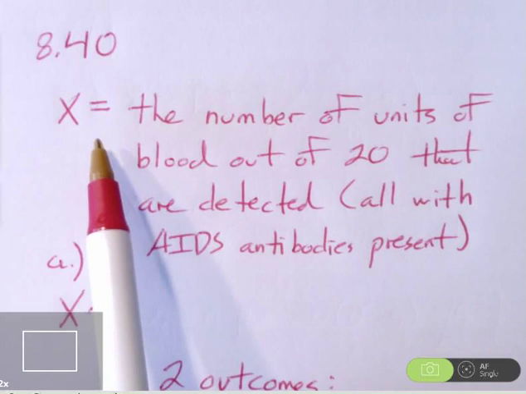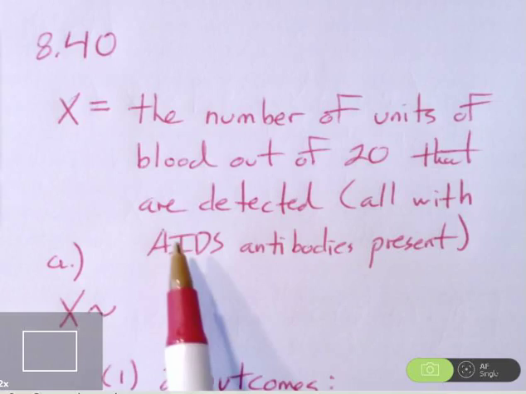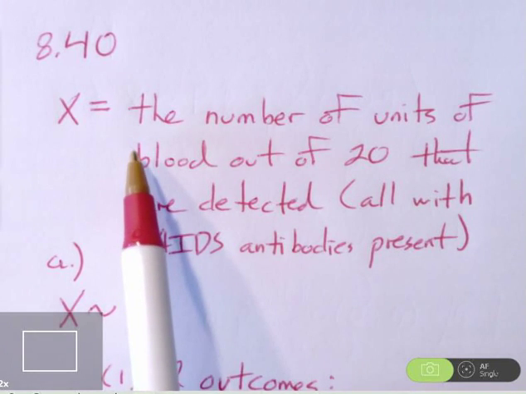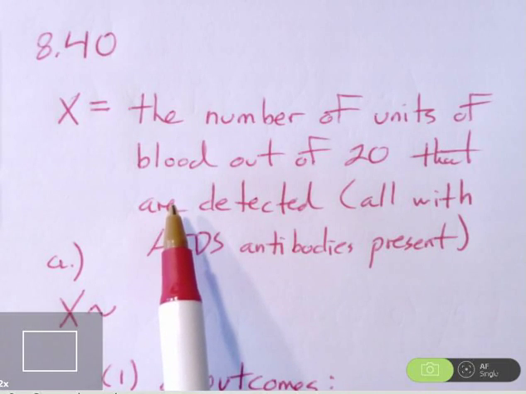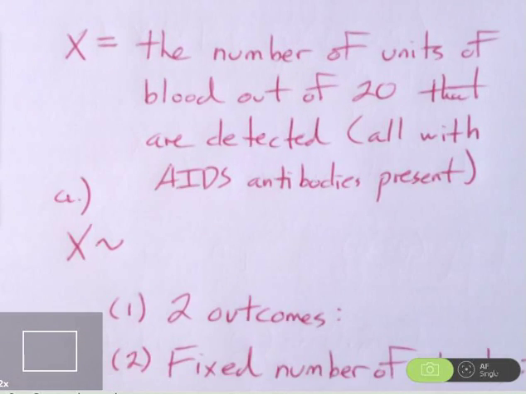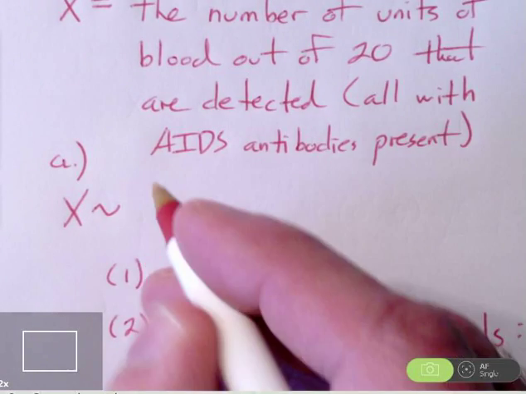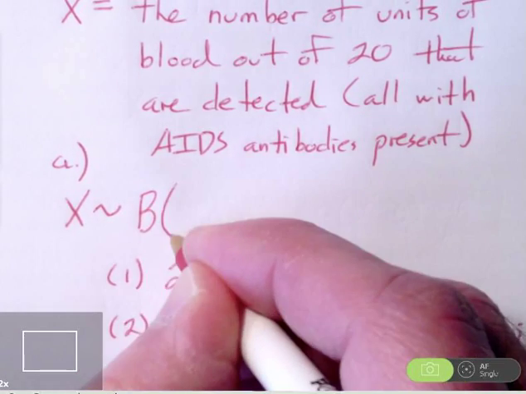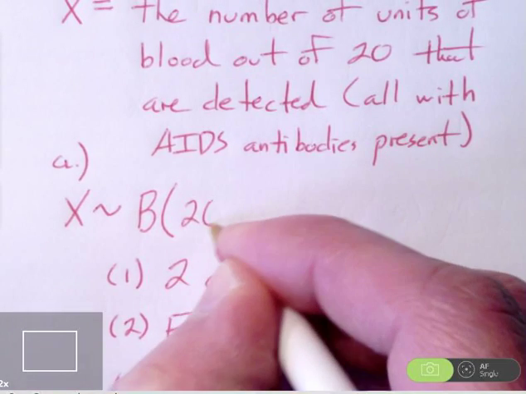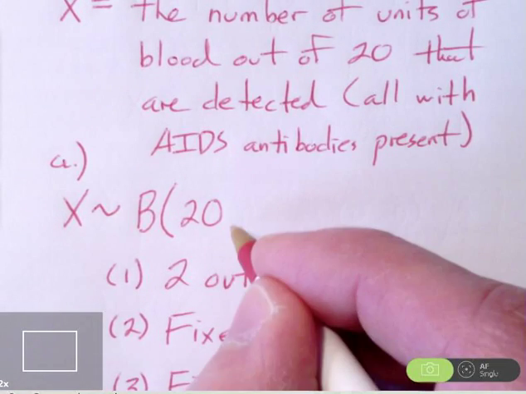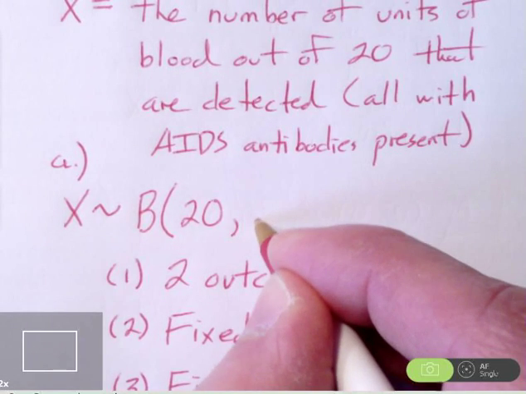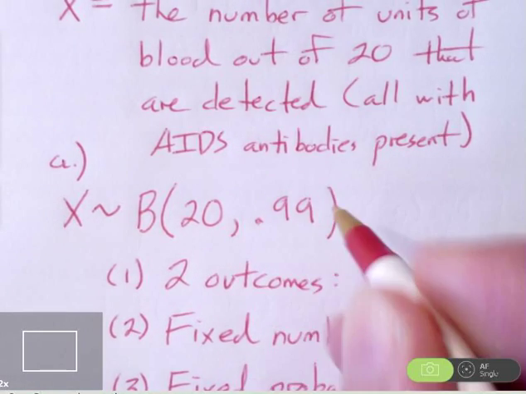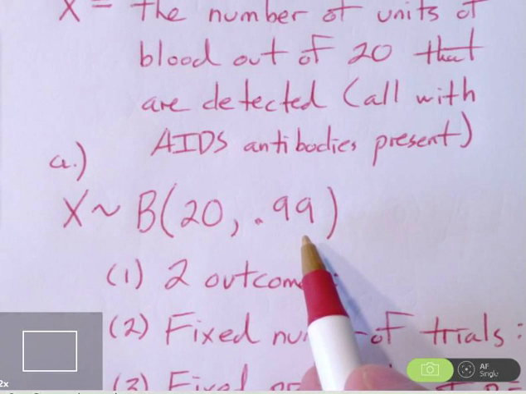So let's say that there are 20 units of blood that have AIDS antibodies present in them. And we'll call X the number of units of blood out of 20 that are detected in this particular blood bank. So it is reasonable to say that X is distributed binomially, B for binomial. The count is 20 because we're trying to detect out of those 20. And the success probability is 0.99. So we have a test that 99% of the time, if antibodies are present, the test will indicate exactly that.